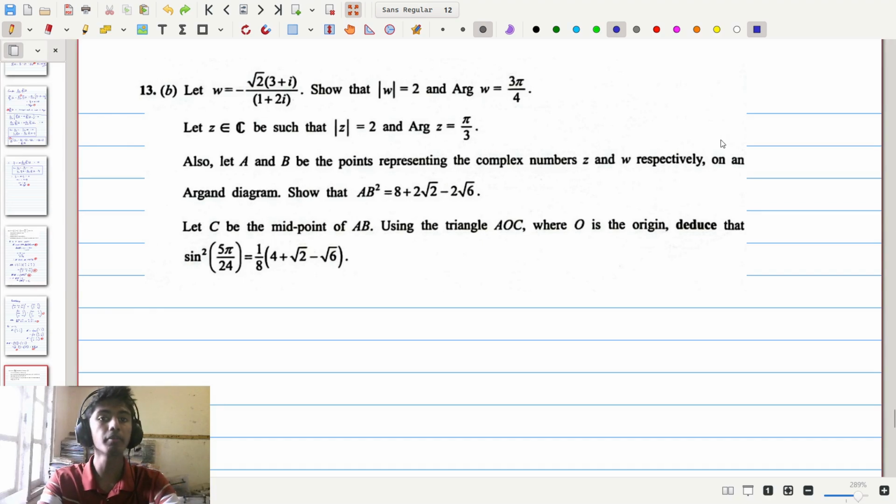2025 A-Level Combined Mathematics Paper 1 Part B, question number 13, Part B. Part A of this same question was discussed in a previous video, link in the top right, and Part C of this question will be discussed in a future video. Part B has to do with complex numbers and Argand diagrams.